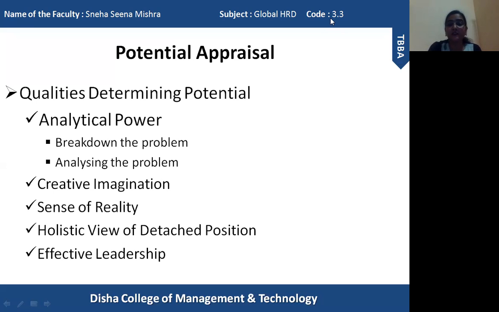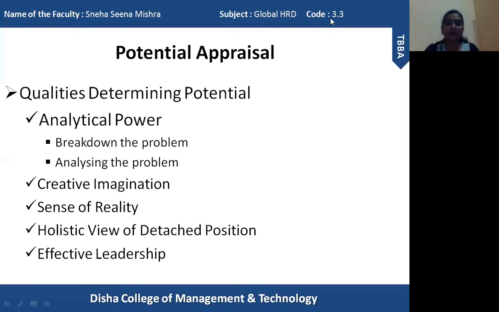The next point is sense of reality. This is also very important in terms of qualities, because whatever decision we make, it must be capable of being applied in the present situation, in the real situation. So, sense of reality means whenever we are trying to solve a problem or managing a situation, we must have a sense of reality. We must understand that we cannot get ourselves engaged in wishful thinking. We cannot imagine things which may not be possible in reality.